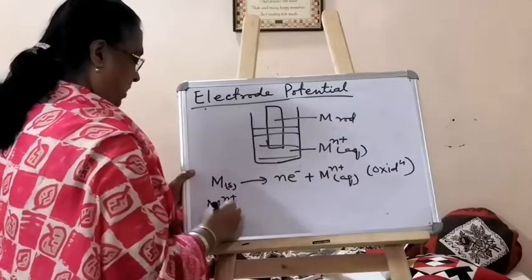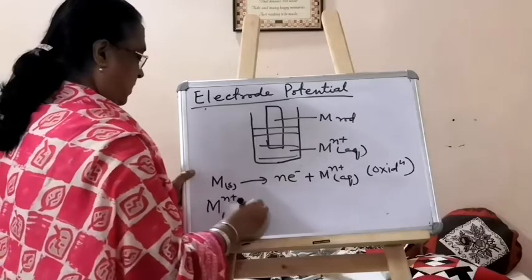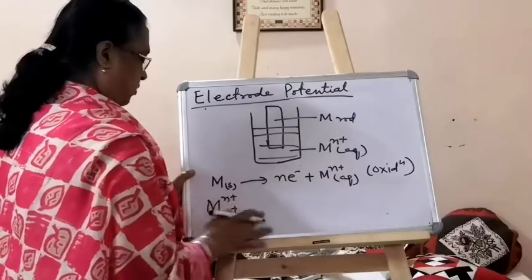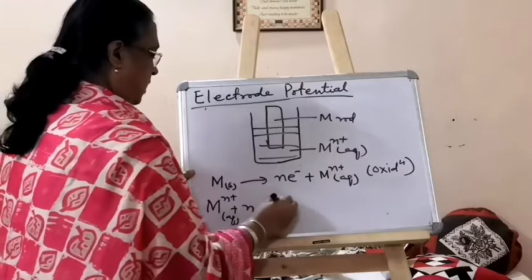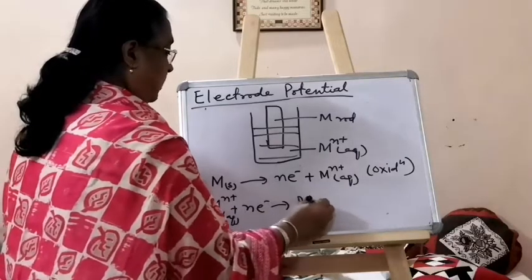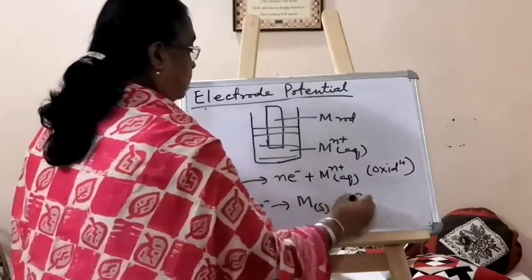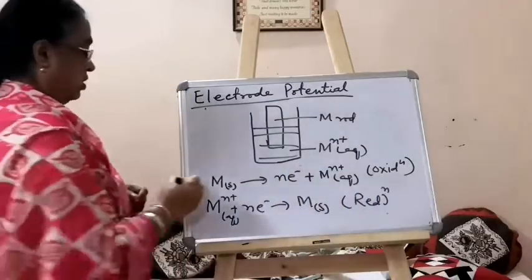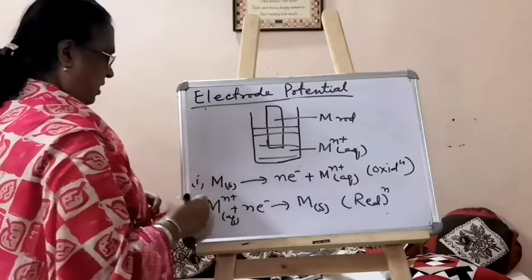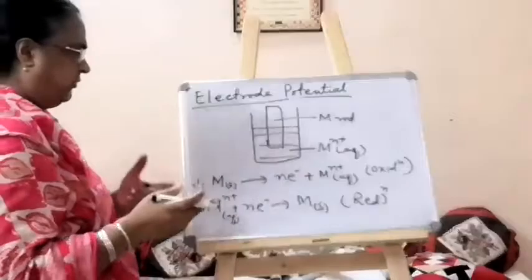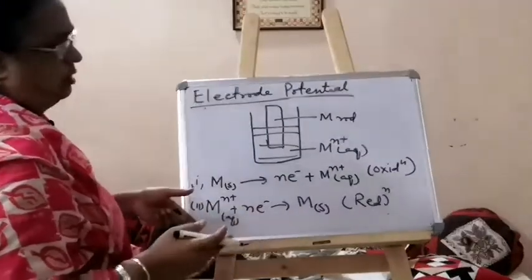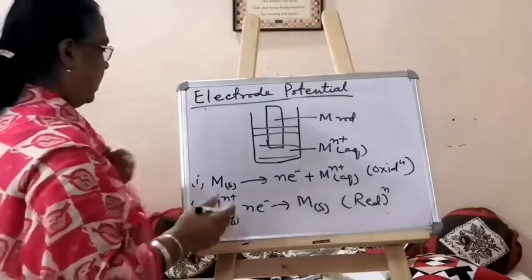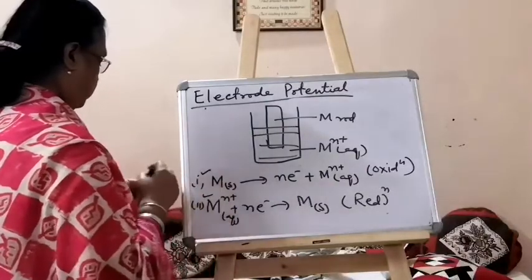Then this phenomenon is also possible. A metal ion in aqueous solution will gain n electrons and will be turned into solid metal, and this is reduction. You have seen this in the last class. So these two conditions are there. Either these two, or a third one, neither this nor this, but that is very rare, so we have to consider only these two.